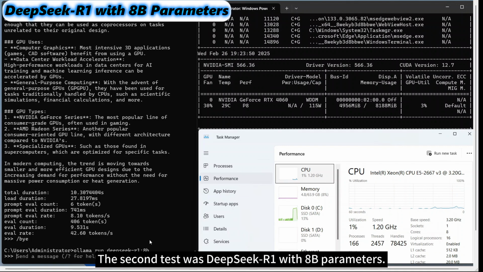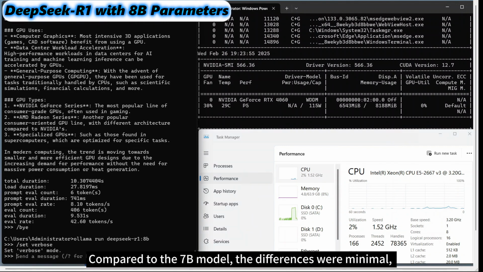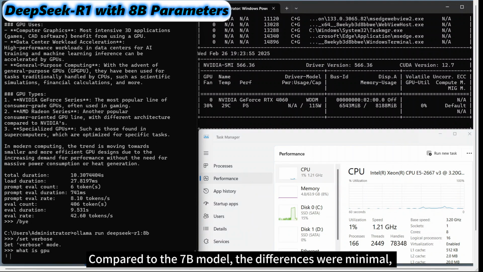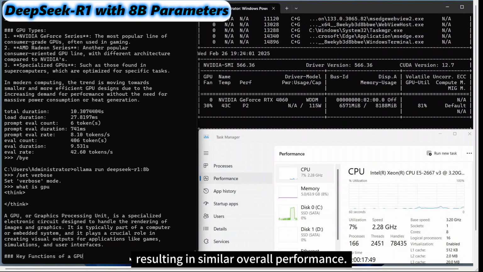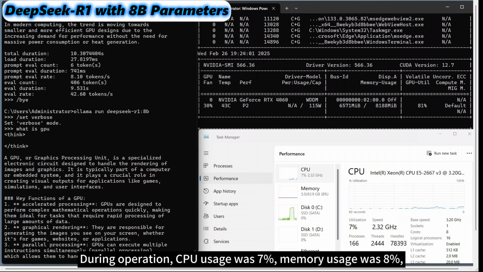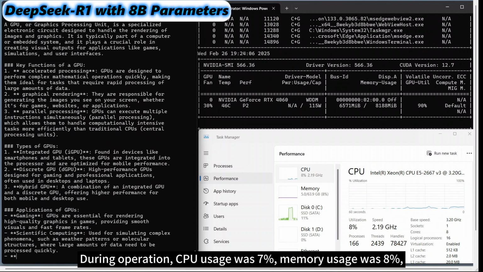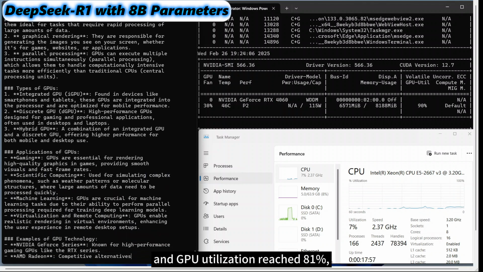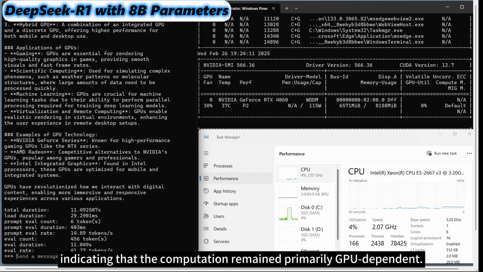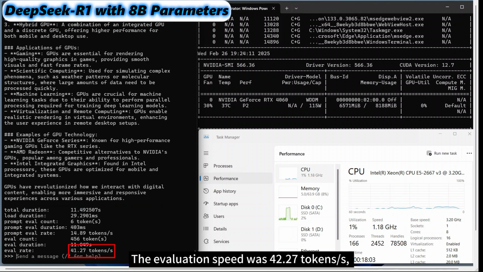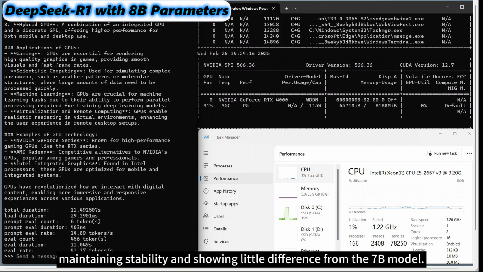The second test was DeepSeek R1 with 8 billion parameters. Compared to the 7 billion model, the differences were minimal, resulting in similar overall performance. During operation, CPU usage was 7%, memory usage was 8%, and GPU utilization reached 81%, indicating that the computation remained primarily GPU dependent. The evaluation speed was 42.27 tokens per second, maintaining stability and showing little difference from the 7 billion model.